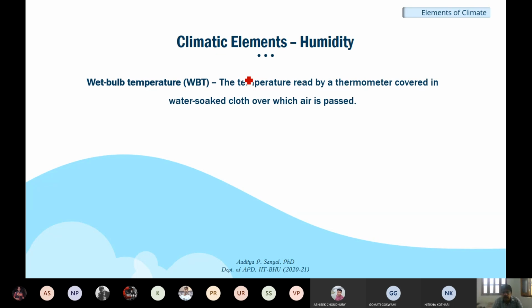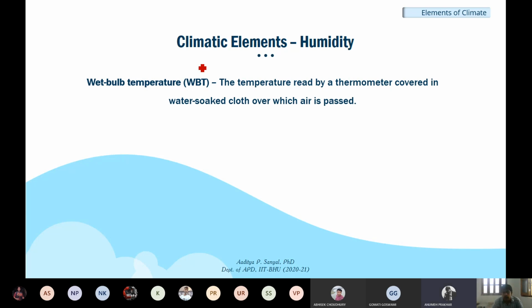What do you understand by this wet bulb temperature? What happens when this water soaked cloth is used? Temperature decreases. Why does the temperature decrease? Because it's wet, and we all know water is the best coolant around. So yes, it might have a coolant effect on the temperature a little bit.